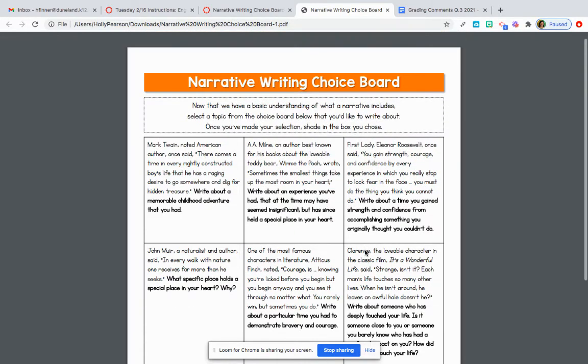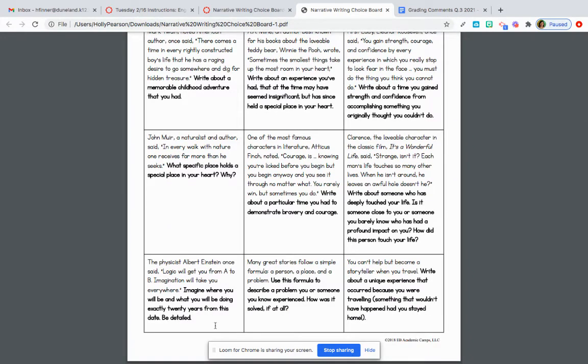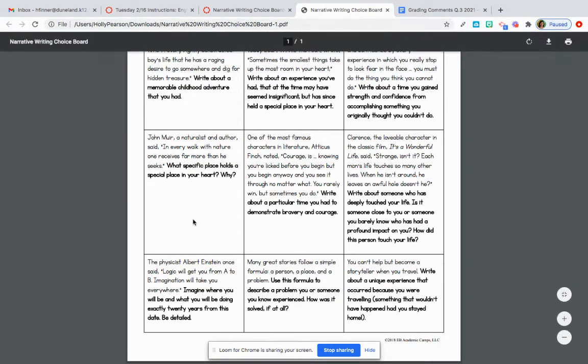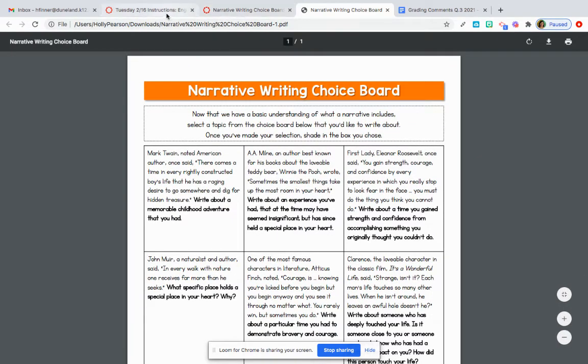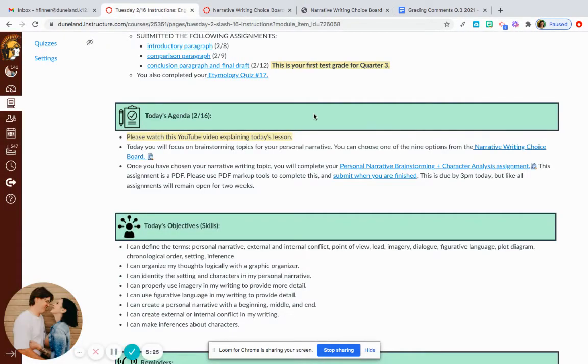So these are your options. Again, you really have 8 to choose from because we're not picking this one. Once you've picked what topic you'd like to write about, you're going to go back to the instructions page and complete this personal narrative and brainstorming analysis assignment.